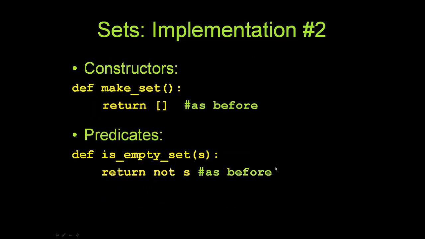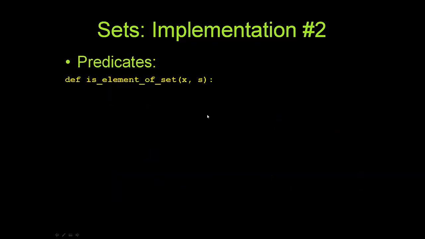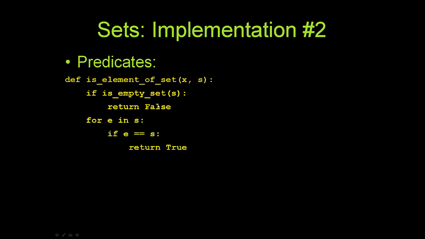Now, let's take a look at the implementation. For the constructors and predicates, everything's the same, no difference. All right. Now, let's look at something else. Is element of X. How does it work now? Basically the same thing. If it's empty, then return false. If not, then you check every element in S. If it's the same, return true.